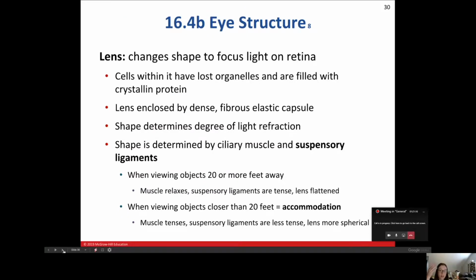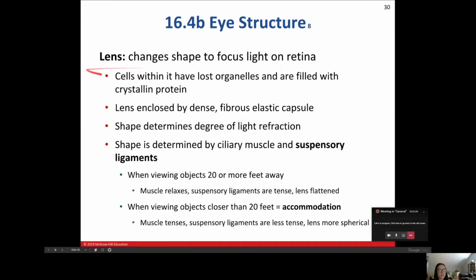So next, as we're moving through the eyes, we've looked at all the different layers of the eyes, and now I want to talk about the lens. We said the lens is the thing that is going to divide the anterior cavity from the posterior cavity. The lens is also important because it can change shape, and it can focus the light on the retina.